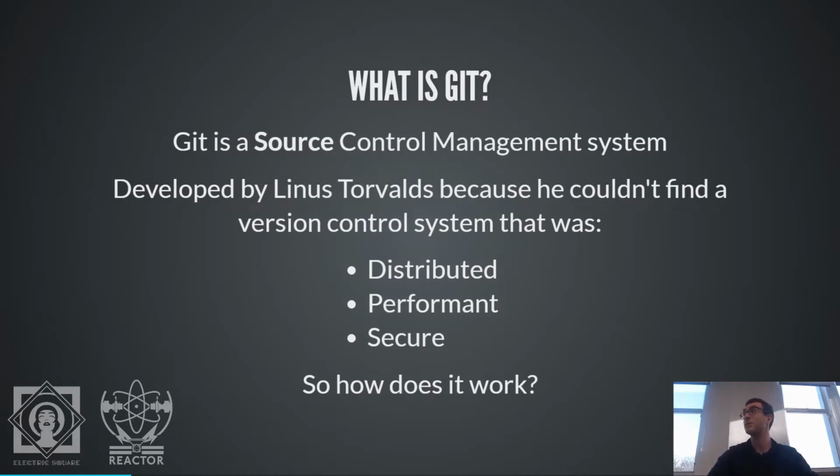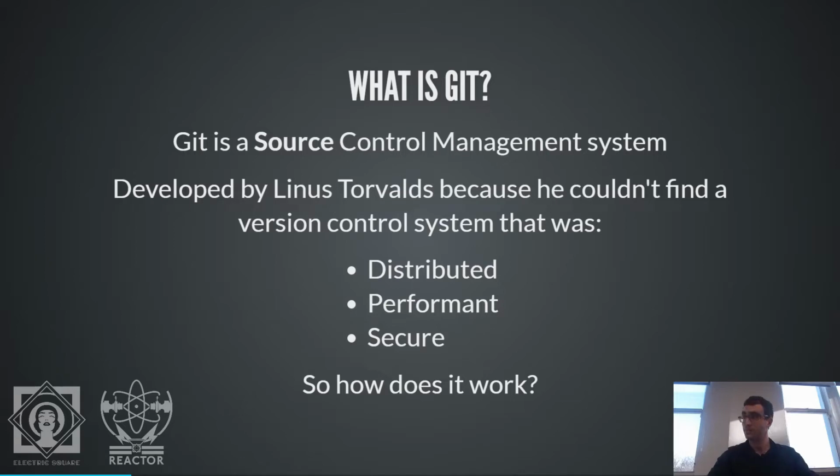And he made it because he couldn't find an existing version control system that was distributed, and we will go into what that means in a bit. Performant, because he thinks version control systems should be really fast, and secure, and we'll go into what he meant by security as well.